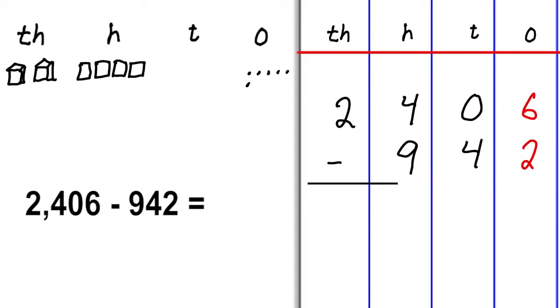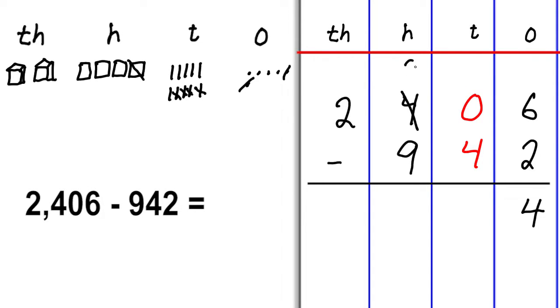Looking at the ones place, do we need to regroup? No. We can take 6 subtract 2, which equals 4. Next, do we need to regroup the tens place? Yes, we'll need to regroup the 4 hundreds into 3 hundreds and 10 tens. Now we can take away 4 tens from 10 tens, which leaves 6 tens. Decompose and regroup 4 hundreds into 3 hundreds and 10 tens. Subtract. 10 take away 4 equals 6.